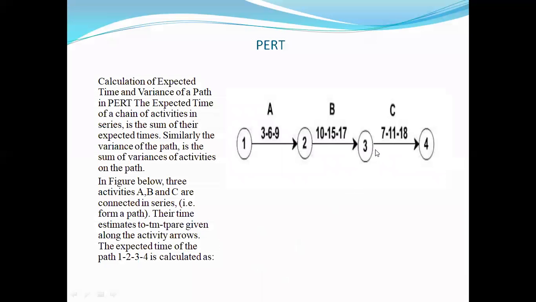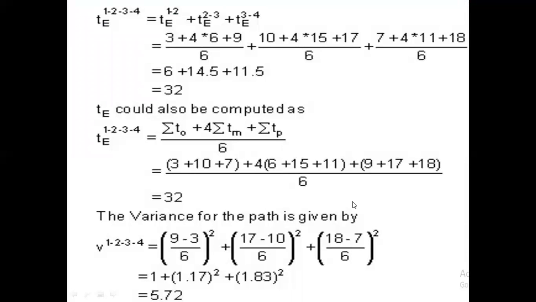Similarly for event 3 to 4 we can calculate this value. So the variance comes out to be 5.72. So this much data is spread from the process average value. So this way we can calculate the expected time for the completion of the particular event.